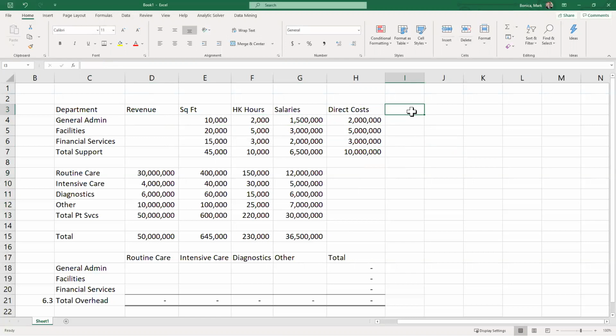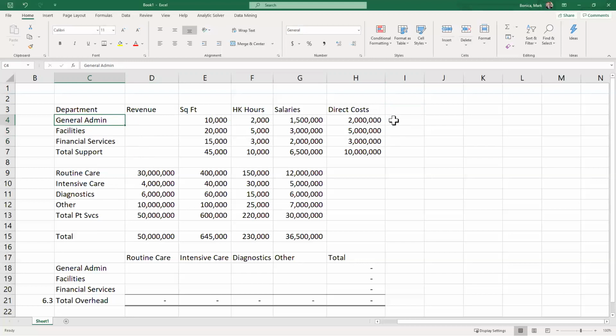So in 6.3, we are asked, what are the appropriate allocation rates for the cost centers? We're going to be using direct allocation, the direct method. So we're going to be allocating general administration to each of the profit centers, facilities to each of the profit centers, financial services to each of the profit centers. And we are going to ignore the possible relationship between the cost centers themselves.